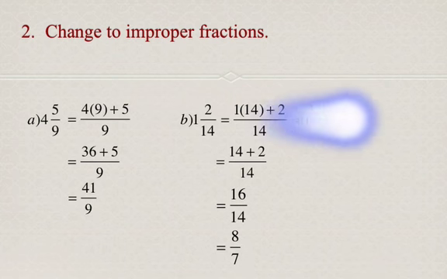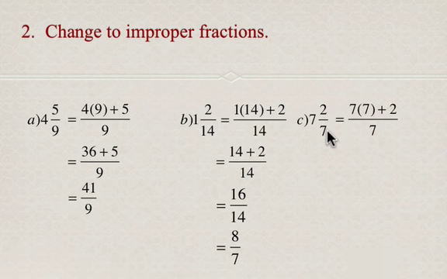Next question, we have 7 and 2/7. Again, we're going to multiply the whole number by the denominator, so 7 times 7 plus 2, add the numerator, over 7. 7 times 7 is 49, plus 2 is 51/7.